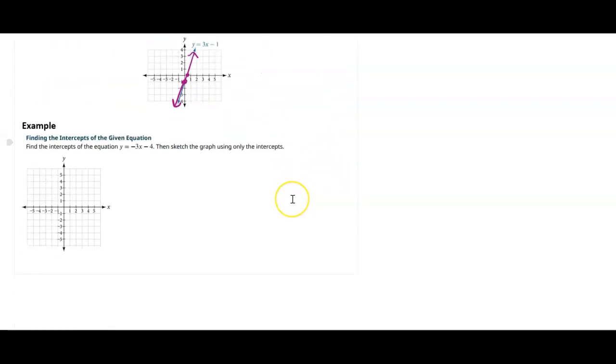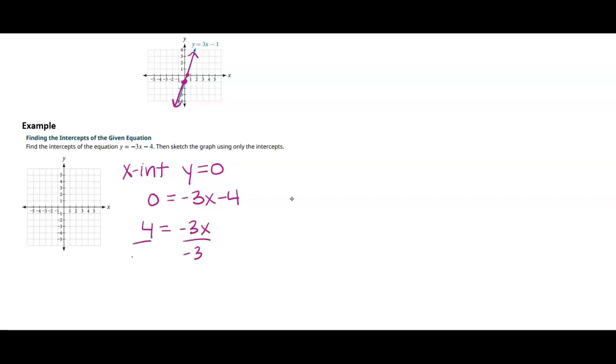Let's look at another example together. So the first thing I want to find is my x-intercept. That's when y is equal to 0. So I plug in 0 for y, add 4, and divide by -3. So I have an x-intercept of (-4/3, 0), or something a little bigger than -1 at -4/3.